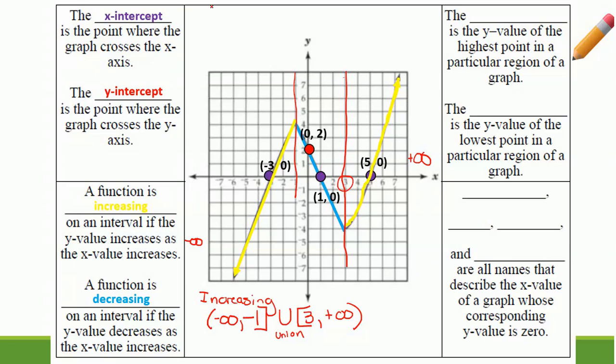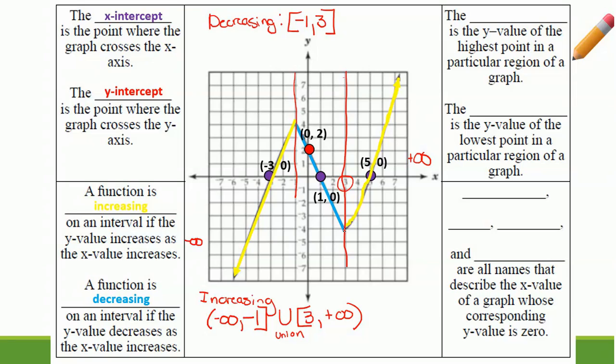So I'm going to write up here, decreasing. So I am decreasing from here to here on my domain. So I am decreasing from -1 to 3. Now, never put from 4 to -4. That's on your range. We want to know where in my domain am I decreasing.